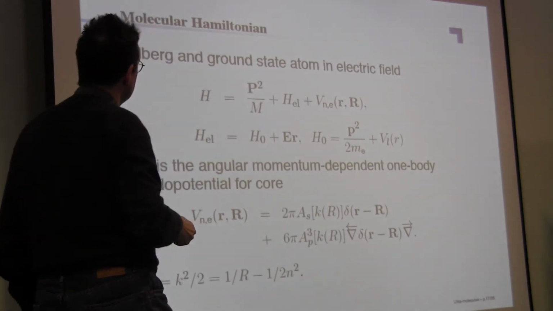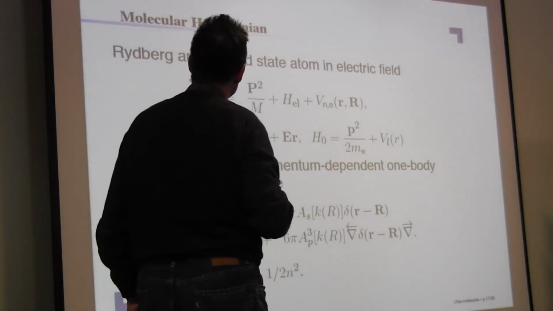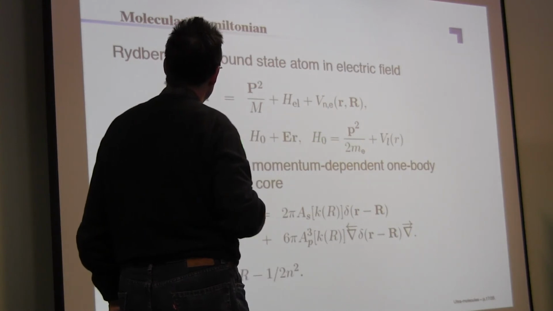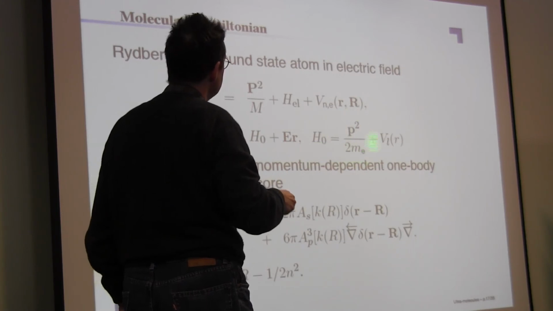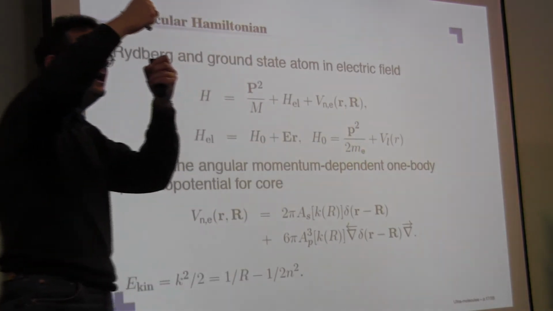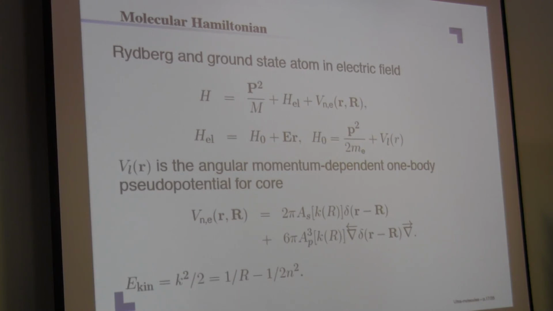This is given in here. So the electronic Hamiltonian is H0. This is the kinetic energy of the electron. This is the scattering of the electron from the ionic core, which of course has a structure. It's not only a charge, it's many electrons.